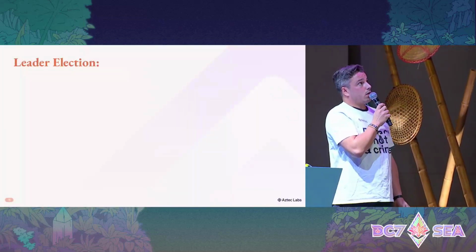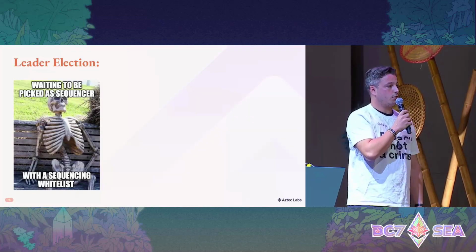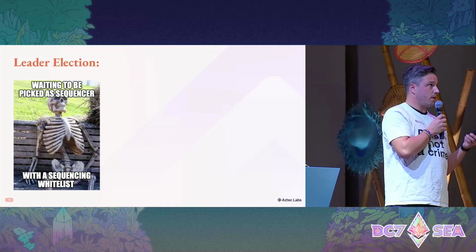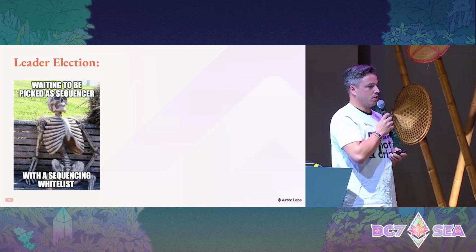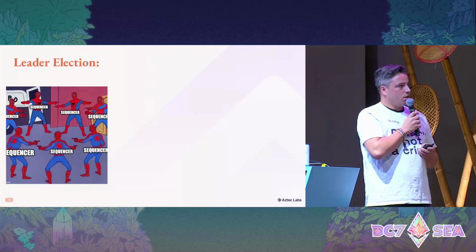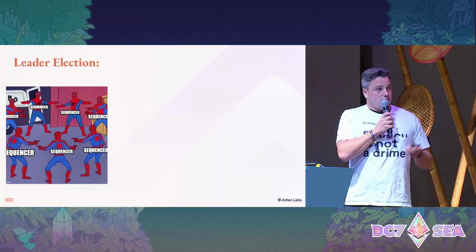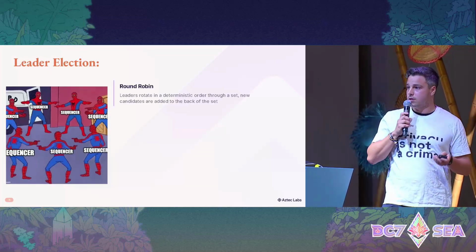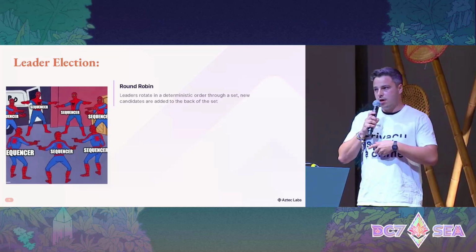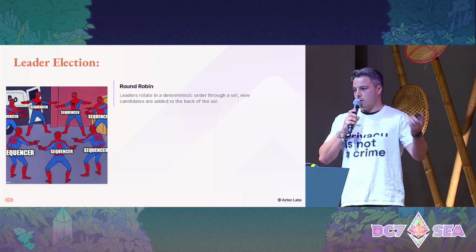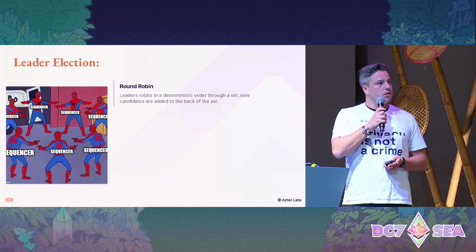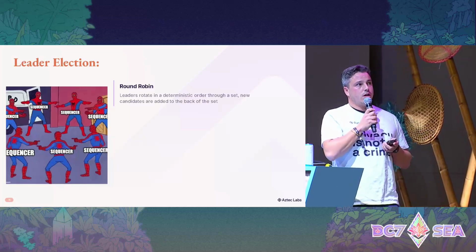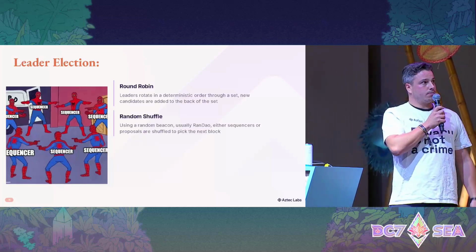So let's look at the first one, leader election. If we have a whitelist, like a sequencing whitelist, and you're not on the list, you may end up like this guy, waiting to be picked as sequencer, and we can do better than this. Leader election is all about picking who's going to be the next sequencer, and there are a few different ways we can do this. The simplest is a round robin. We can have an ordered set and just cycle through them one after the other in a deterministic order. It works, but the determinism is actually a bit of an issue. You can have denial of service attacks because of this.